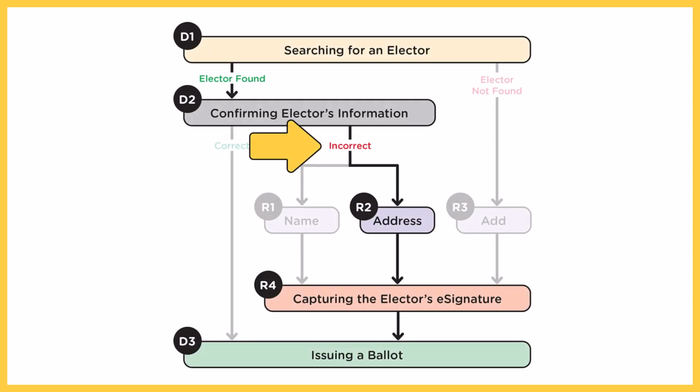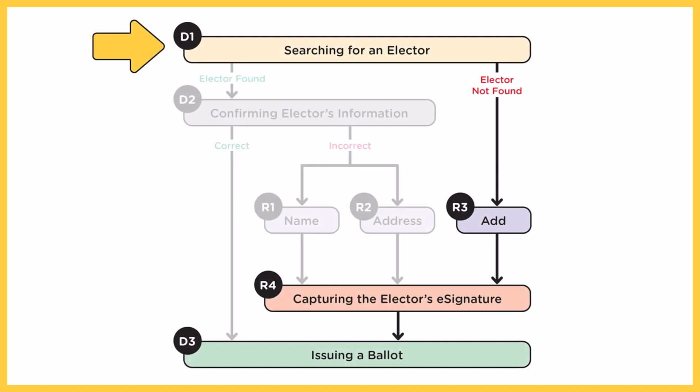Here, the elector's information is incorrect, and you must revise their address. In this scenario, you would follow the process map to R2 for instructions on how to revise the elector's address. Then you would go to R4 to capture their e-signature, and finally, to D3 to issue a ballot.